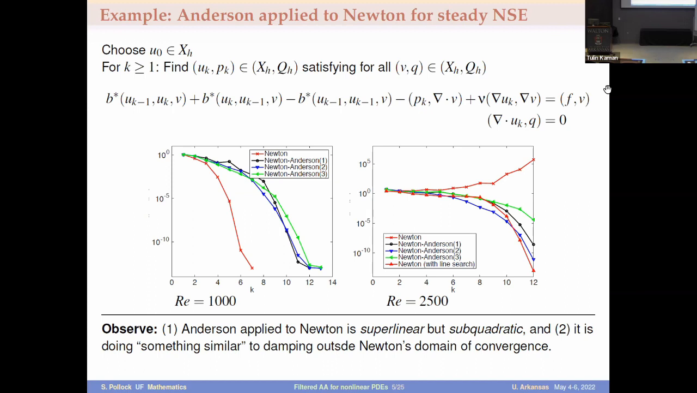One is that Anderson applied to Newton is superlinear but subquadratic, and this is true whether you're applying it to the Picard or to the Newton. And two, in the second diagram, it's actually doing something similar to damping outside Newton's domain of convergence. So it's enlarging the domain of convergence for the Newton iteration. That's something we don't entirely understand yet. And my student Matt is working on Anderson applied to Newton iterations in certain circumstances.